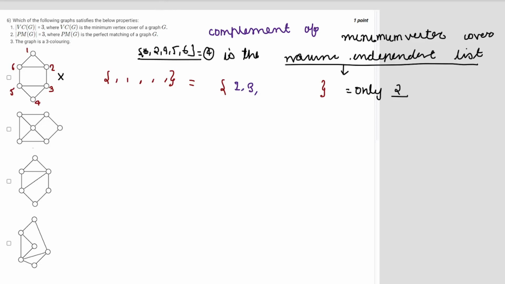Now for the second one, let us rename its vertices as 1, 2, 3, 4, 5 and 6.